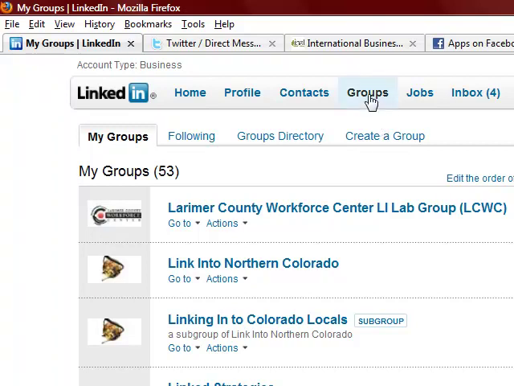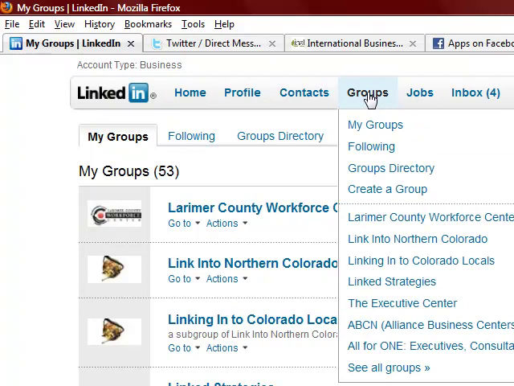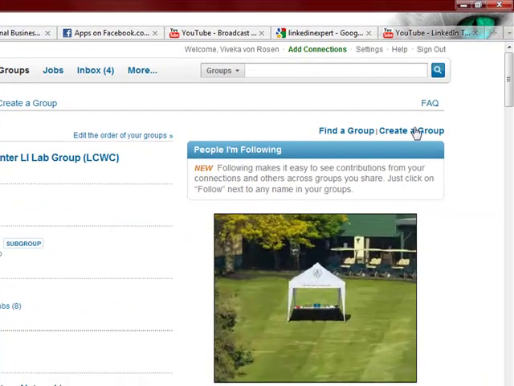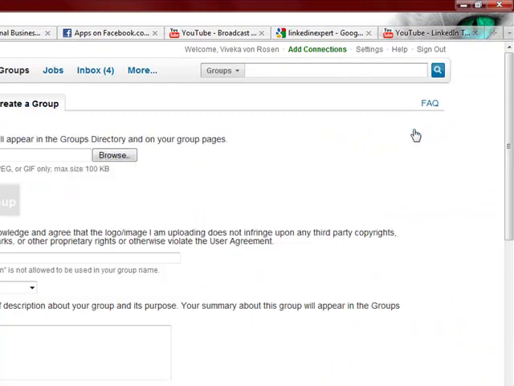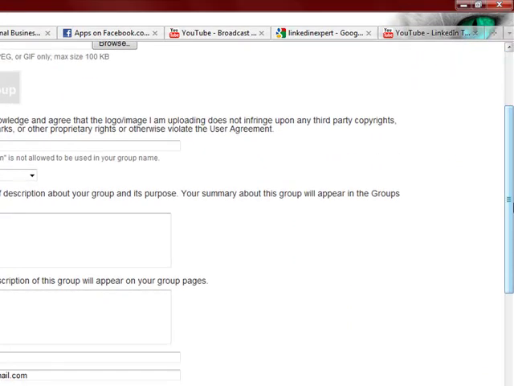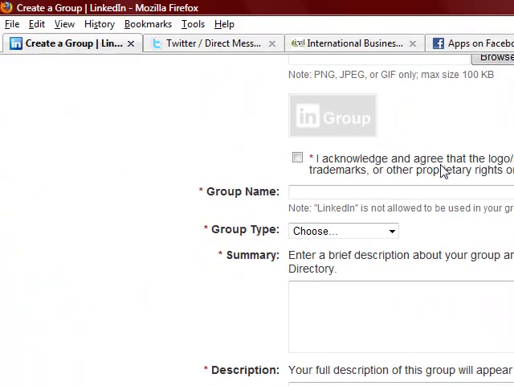First of all, to create a group, you just go into the menu and hit groups, and then you can click on create a group over here. And you'll need a logo. So, you know, most of our businesses, we've got a logo. So go ahead and upload that. Make sure you're not using someone's picture that you're not allowed to use.